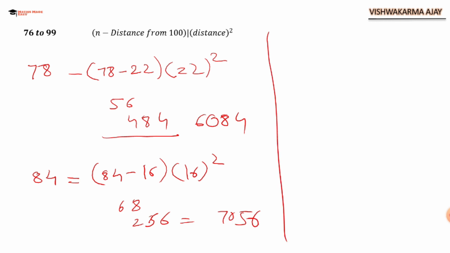Let me do one more example, and this time I'm going to do it very fast. 92. Answer is 8464. How come? Its distance from 100 is 8. 92 minus 8 is 84. And the square of 8 is 64. That's it.